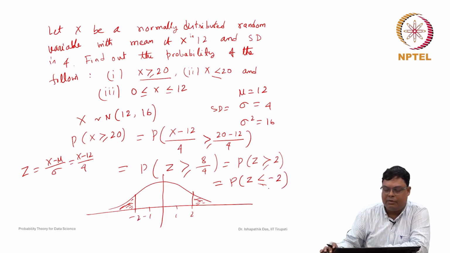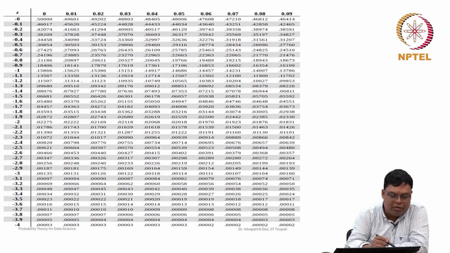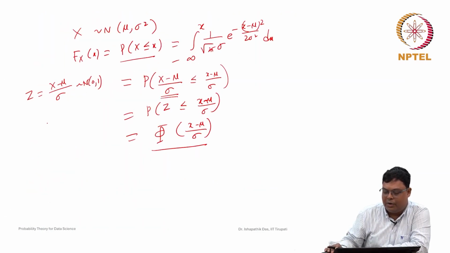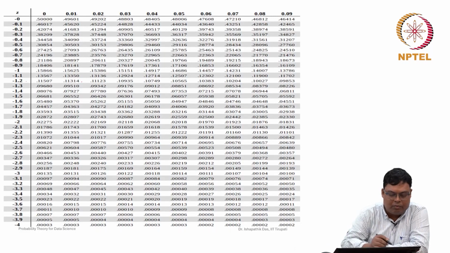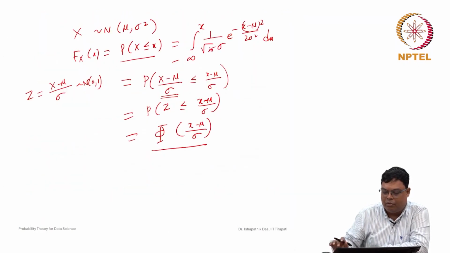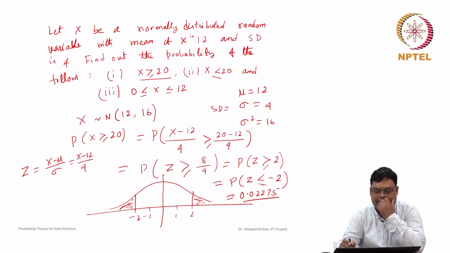So, we can find this probability using the table, because the probability for negative values is given in this table. Here is the table. We find minus 2 here, and this probability is 0.02275. This is the probability.